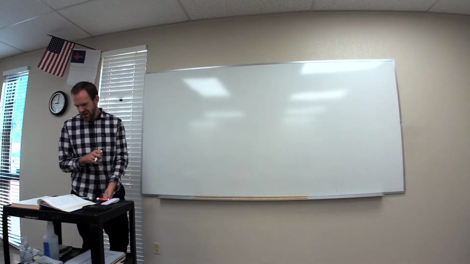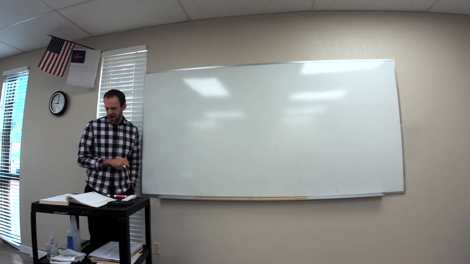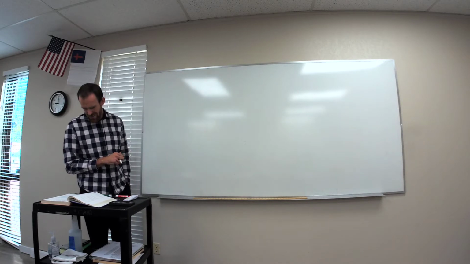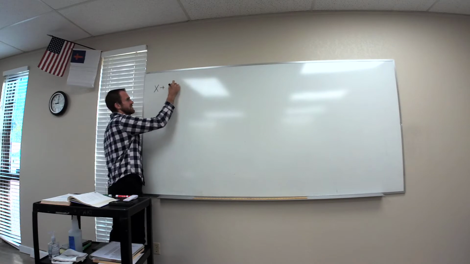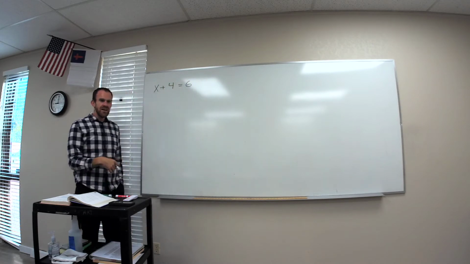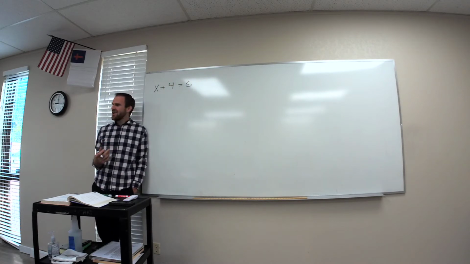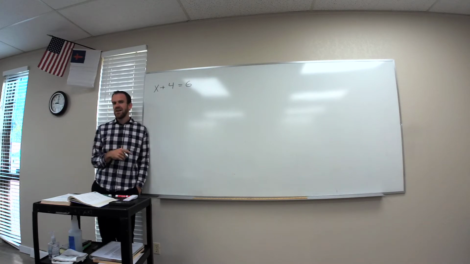So here is the deal. Today we're going to talk about the additive property of equality. So the idea is this. If I have an equation like this, and I want to get rid of the 4, I can do that quite easily. How am I going to do that?